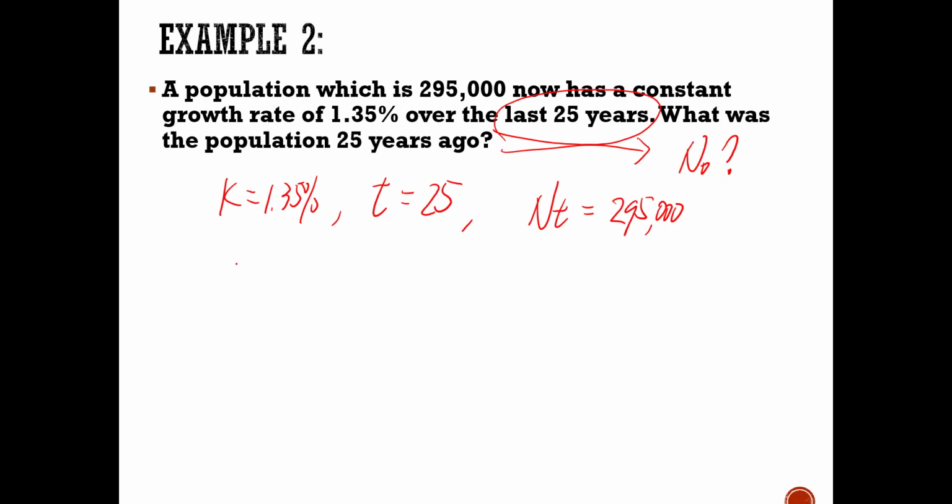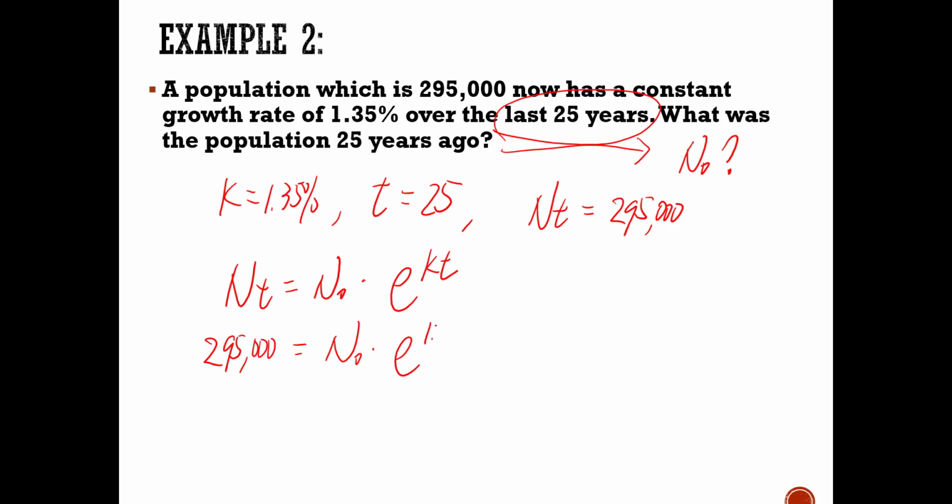So NT, apply the formula NT equals N0 times e to the KT. Now we just plug in all the given numbers. NT is 295,000. E to the K, which is 1.35%, times time t, that's 25. And we are actually trying to solve for N0. So all you have to do is get N0 by itself. So we're going to divide e raised to 1.35% times 25 on both sides of the equation.